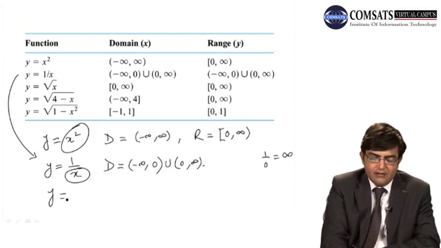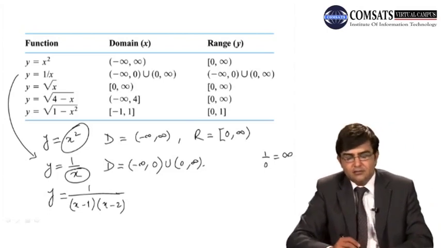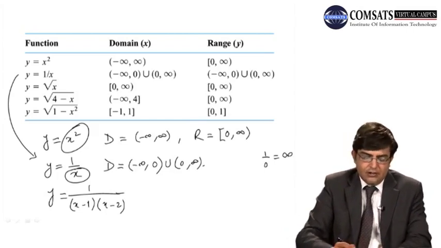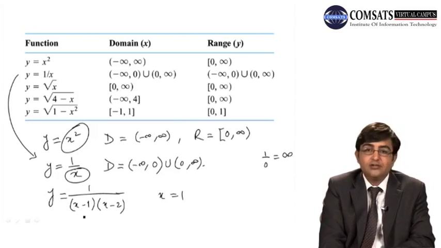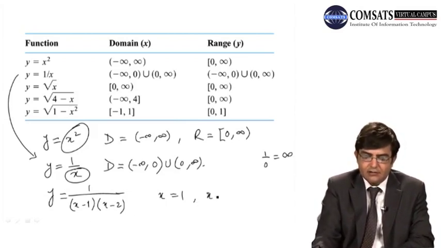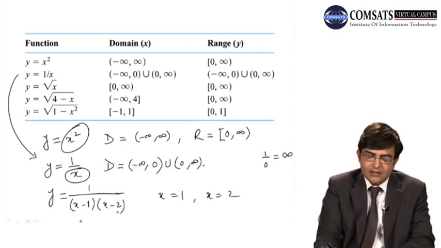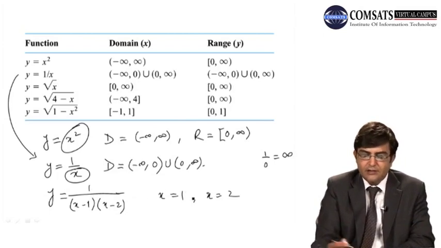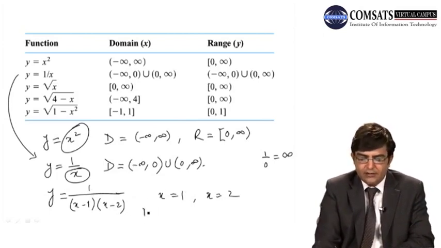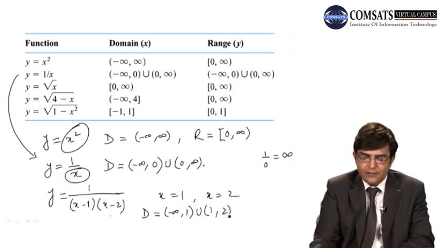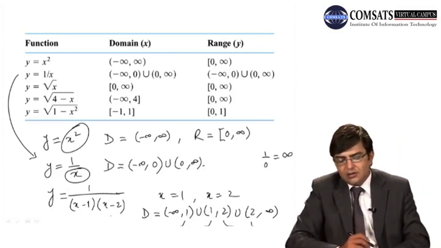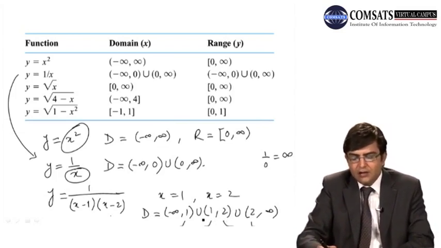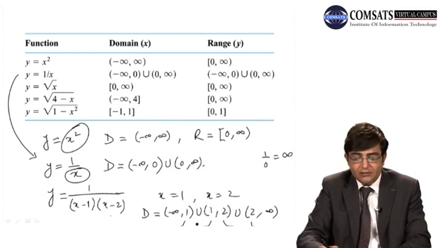Similarly, if we have some other function y is equal to 1 over (x minus 1)(x minus 2), what will be the domain of this function? If we put x is equal to 1, this function goes to infinity. If we put x is equal to 2, this function also becomes infinity. So the domain of this function must not contain 1 and 2. We can write the domain as minus infinity to 1 union 1 to 2 union 2 to infinity, because we have to exclude 1 and 2. So from the real line we have excluded 1 and 2, and all other values of x are possible.